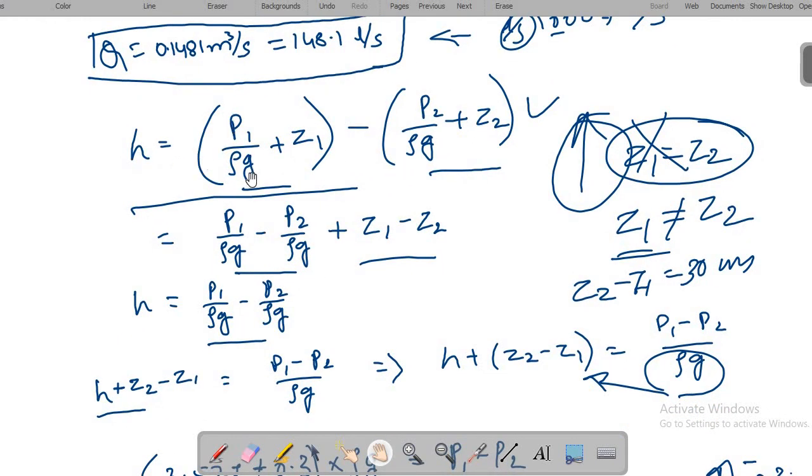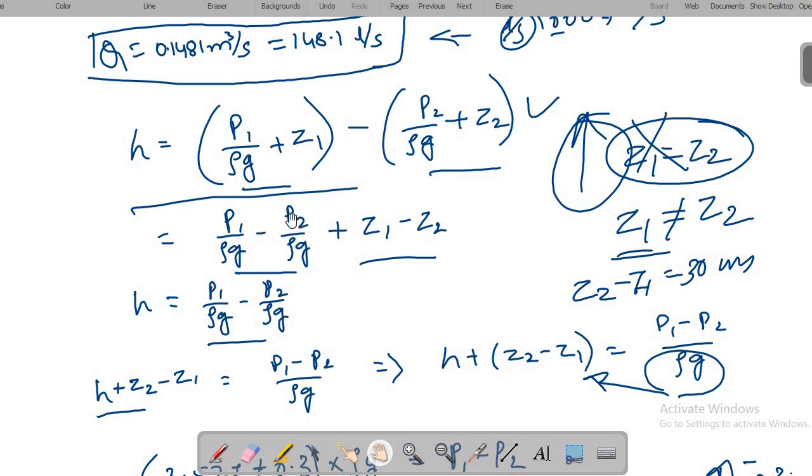Actually, H is equal to P1 by rho g minus P2 by rho g when the venturimeter is in horizontal direction, because Z1 is equal to Z2. But here the venturimeter is in vertical direction, so Z1 will not be equal to Z2. Here Z2 minus Z1 is equal to 30 centimeter. So I will use the terms P1 by rho g plus Z1 minus P2 by rho g plus Z2.